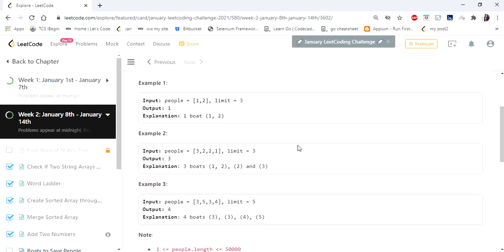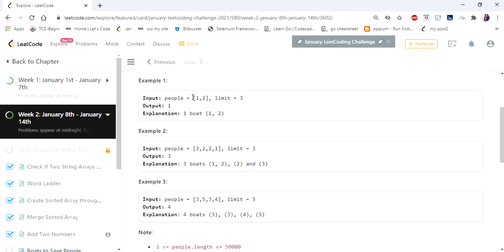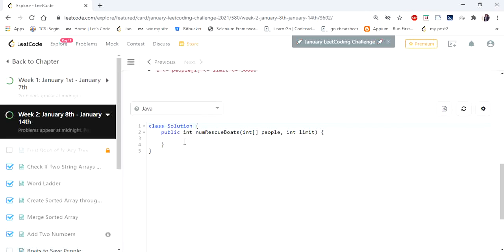As I said, in our first example there are 2 people and the limit is 3. First, it checks whether the lighter person and heavier person can be held in a boat. Yes, 3 is less than or equal to 3. So the output is 1. We have explained the second example. Let's type in the code.